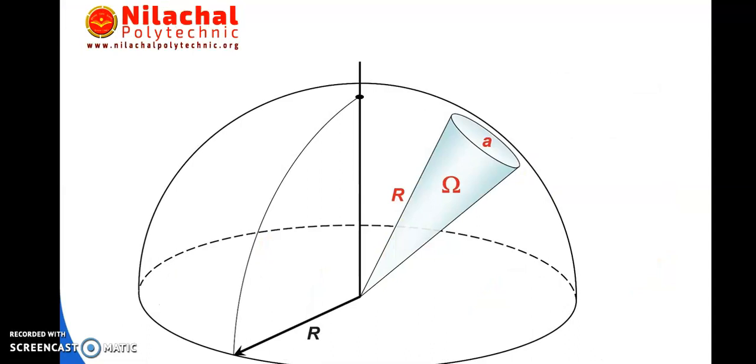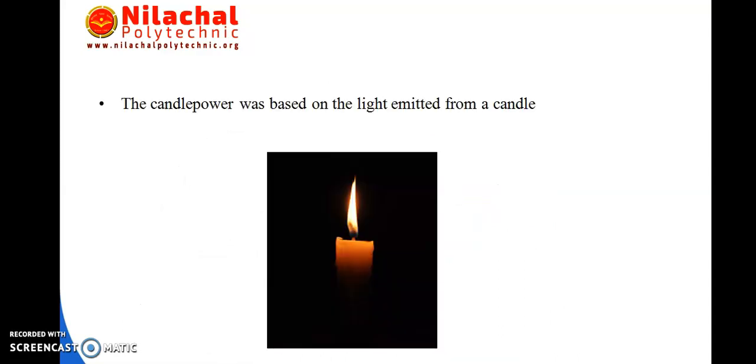So this is the thing about the solid angle. We discussed that A by R square is equal to omega. This is the solid angle, the pictorial representation of how the solid angle can be represented. Small a by R square is equal to omega. That is called a solid angle. So now, what is candle power actually?